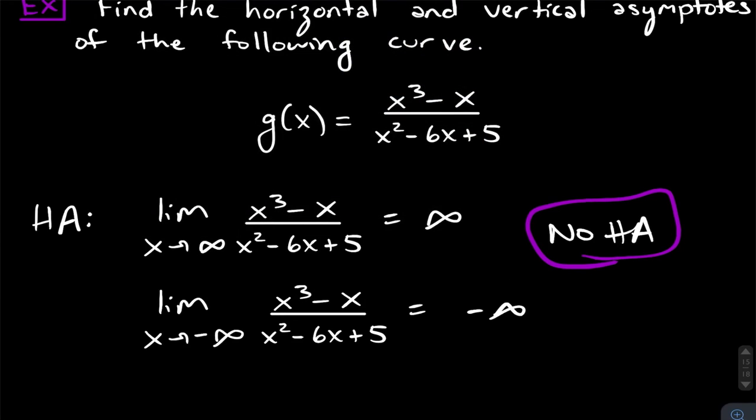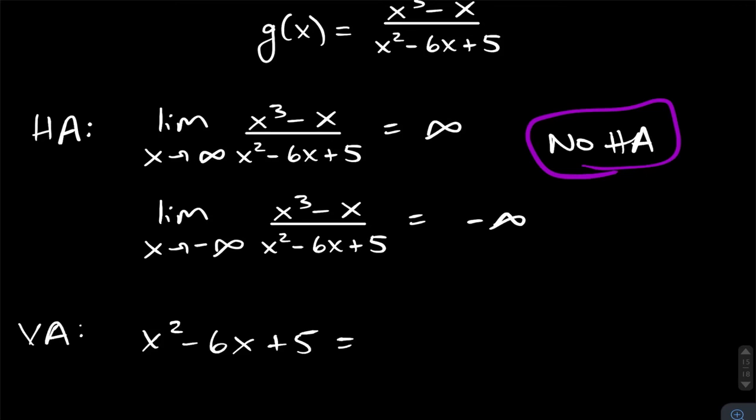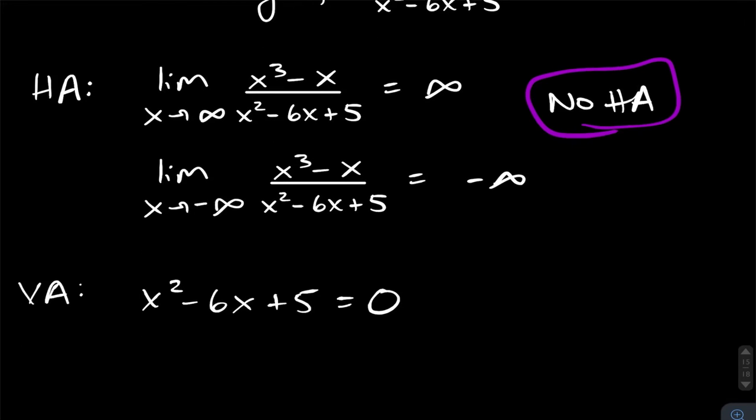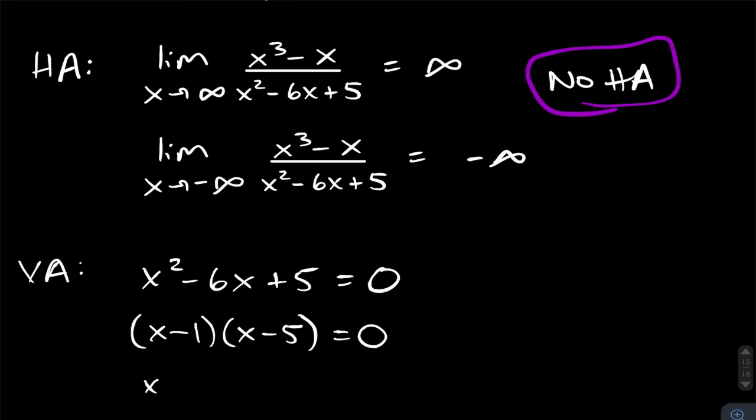Now we're going to do the longer part of the problem, and that's vertical asymptotes. For this, we look at where the denominator is 0. The denominator was x squared minus 6x plus 5. Two numbers that add to be negative 6 and multiply to be 5 are negative 1 and negative 5. From here, we get x equals 1 and x equals 5, and so these are the two places that we need to check for our vertical asymptotes.